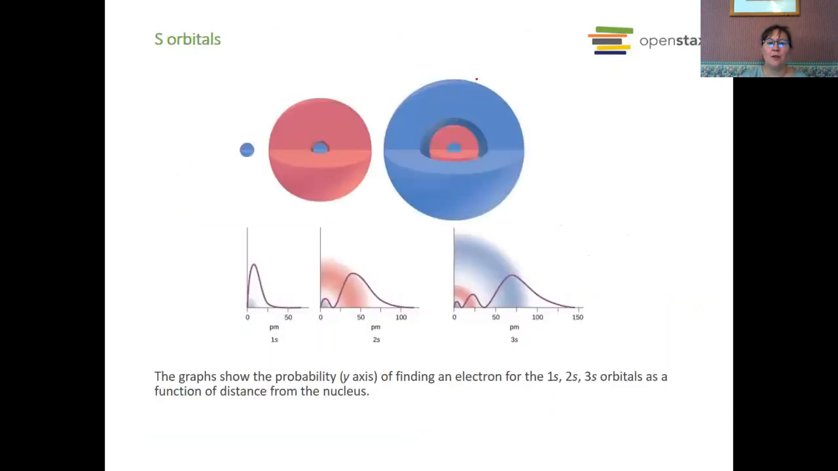All right, and this is just a 3-dimensional show that shows 1s here. And then you can see 2s has this little blip and then another one. So 2s, and you can see that space in there where you have a node. And then you have 3s, and in 3s you have that little node and then the bigger node as well.